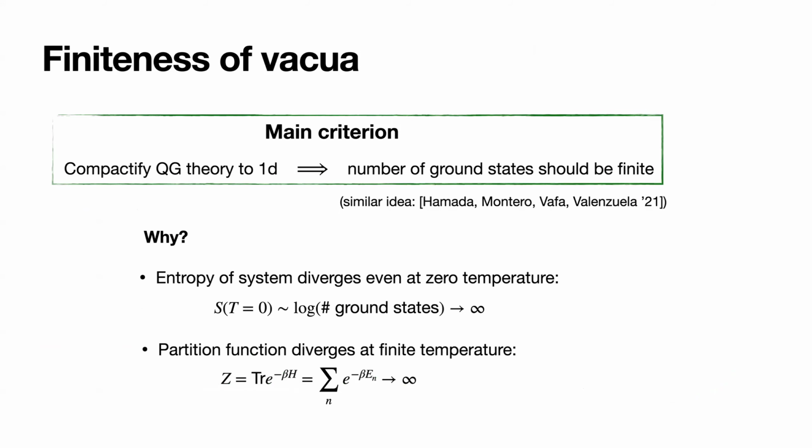So you may ask, first of all, why? Well, even at zero temperature, you would find that the entropy of the system would diverge. And also, even at finite temperature, the partition function, due to this infinite number of zero modes, would diverge.